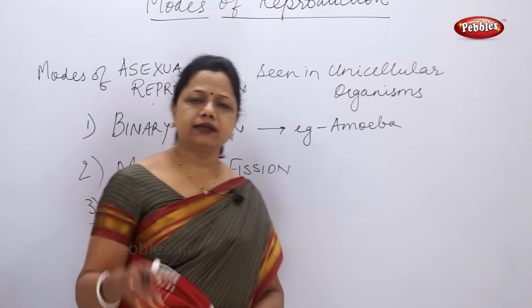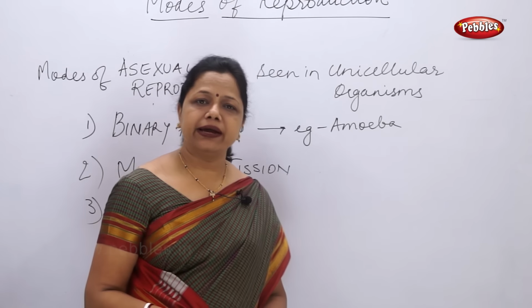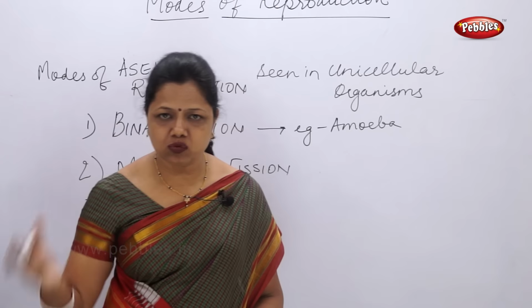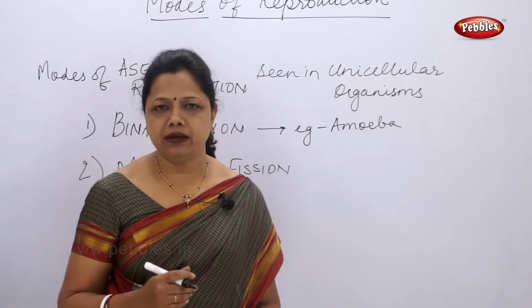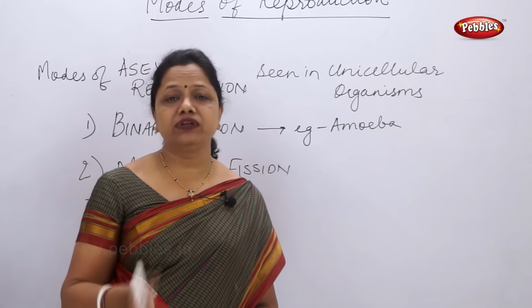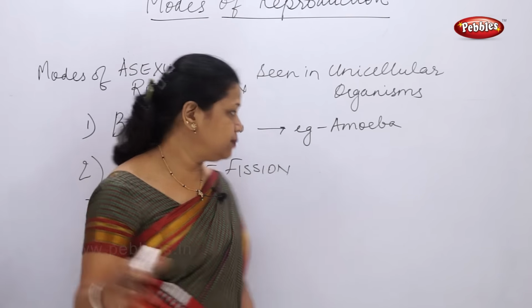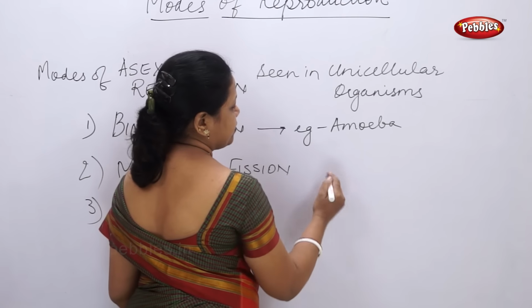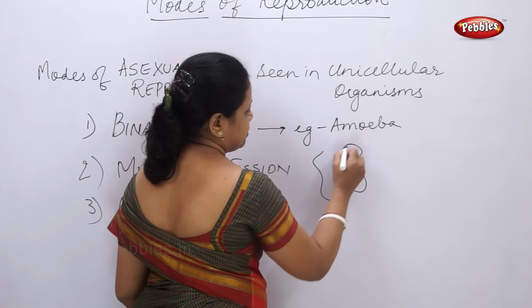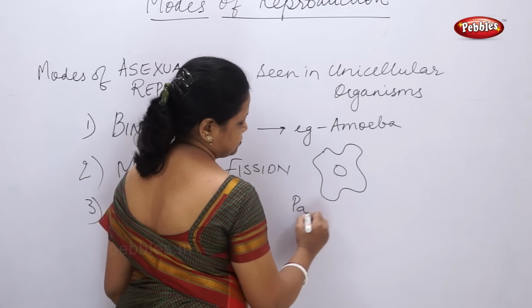Since amoeba has an irregular shape, it can happen in any plane. The binary fission, or the breaking into two parts, can happen in any plane. It's called simple binary fission. There is no exact plane through which it has to cut, no transverse or longitudinal. Let's make the diagram and see. Amoeba has an irregular shape, so let this be a parent cell.